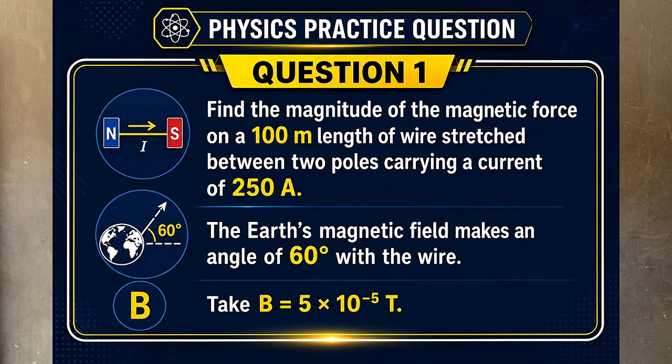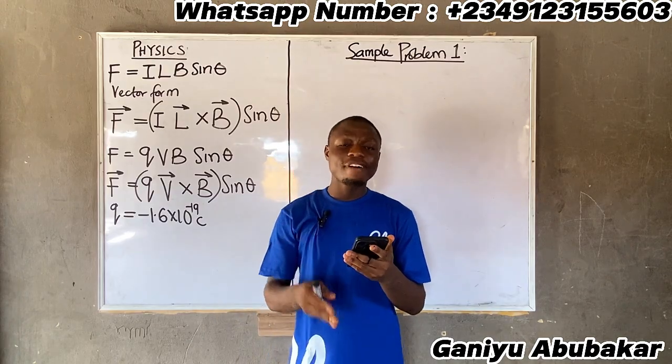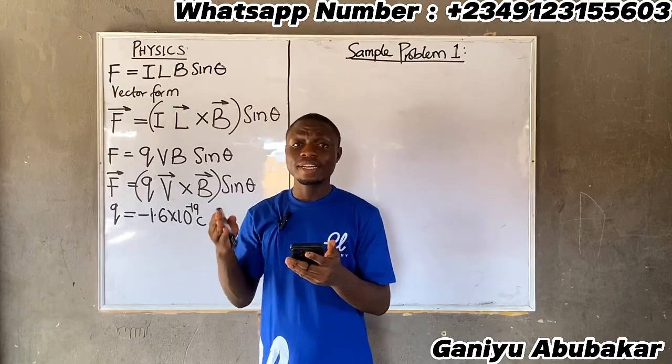It says: find the magnitude of the magnetic force on the 100 mm length of wire strain between two poles carrying a current of 250 ampere. It says the Earth's magnetic field makes an angle of 60 degrees with the wire. Take B, the magnetic field, to be 5 times 10 to the power of minus 5 Tesla.